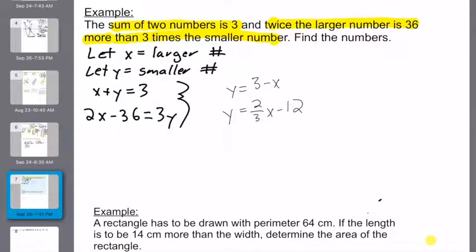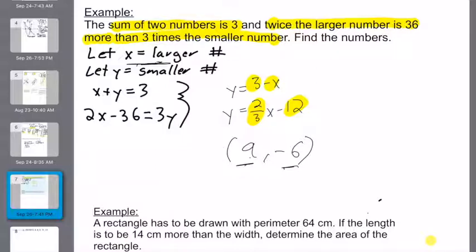Okay, so even before graphing, if we had taken a look, we would have noticed that we have different slopes as well as different y-intercepts. So we know we are going to have one solution, and we should have found that that ended up being (9, -6). Okay, so this tells us then, this is our x, this is our y. So our x is our larger number, that works. Our negative 6 is our smaller number. So our larger being 9, our smaller being negative 6.